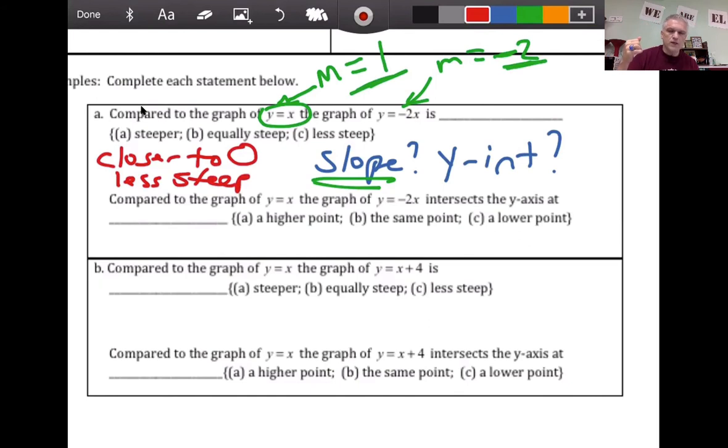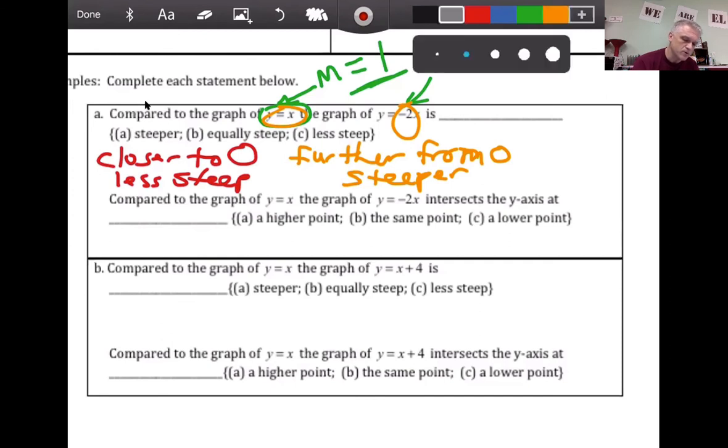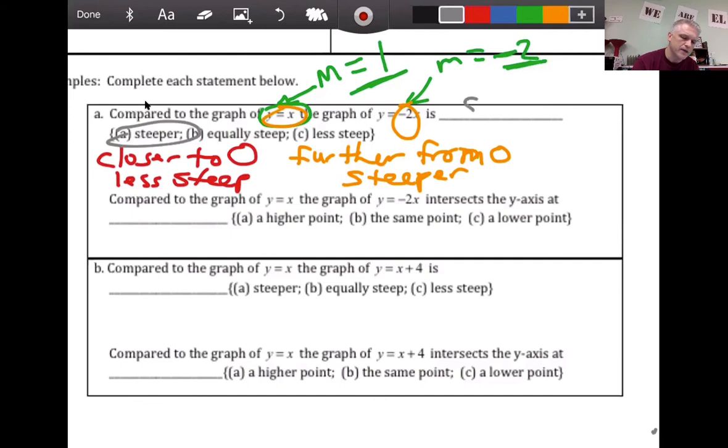Conversely, if it's further from 0, it's steeper. If your slope is further from 0, it could be positive or negative. If it's further from 0, you're gonna be steeper. Let's write that here. Slope is further from 0, your line or your graph is going to be steeper. So is -2 closer to 0, further away from 0, or equally far from 0 as compared to the slope of 1? Well, -2 is further from 0 than 1. So further from 0 means steeper, which tells me that my answer is A. So steeper. Forgive the penmanship. If I were an English teacher, I would be embarrassed.